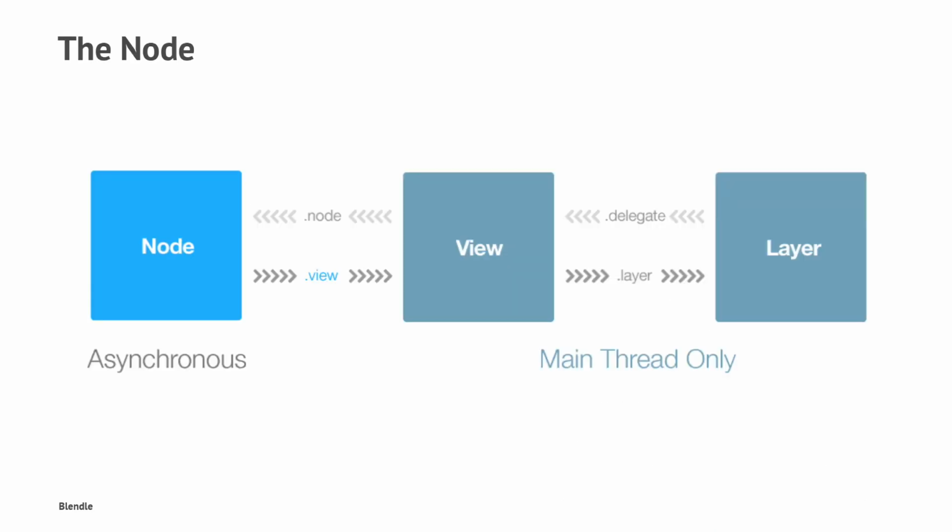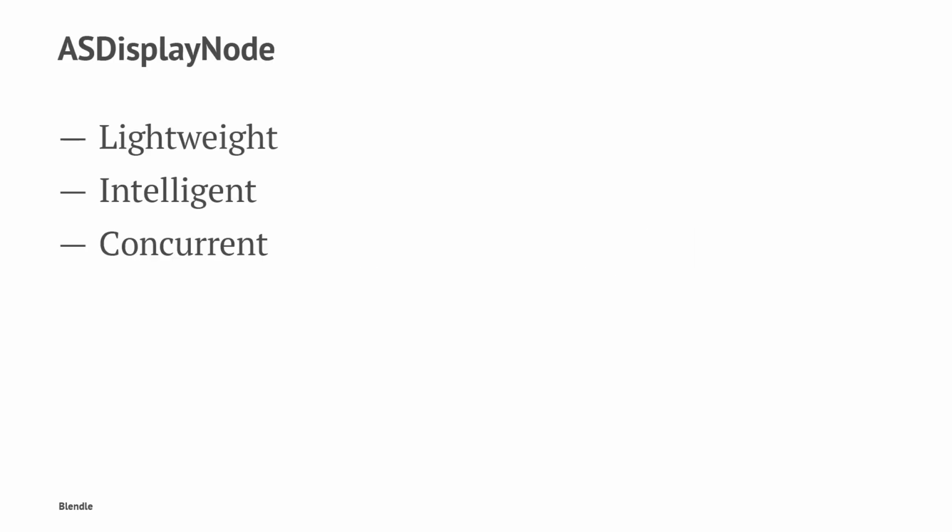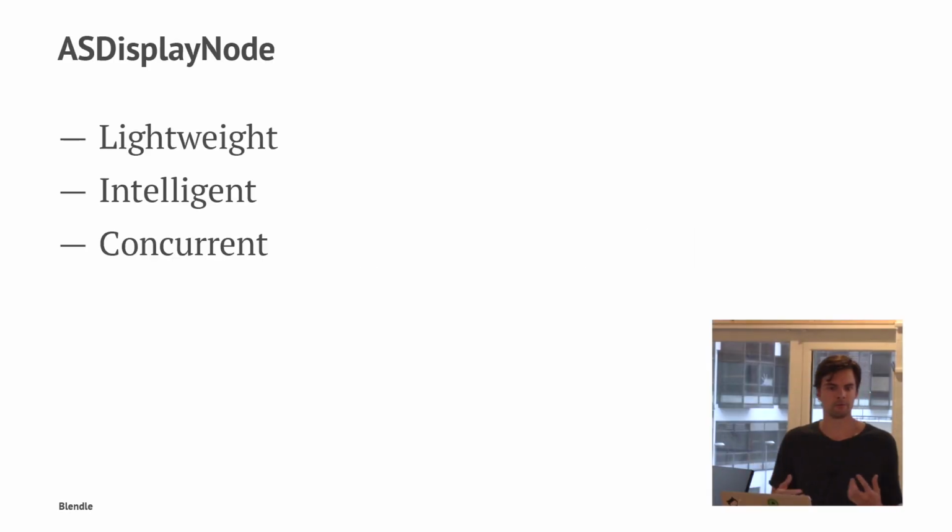The basis of the framework is the node. In code, it's called ASDisplayNode. And it's basically a thread-safe abstraction over UIView. So a node manages a layer or a view depending on its configuration. Nodes themselves are very lightweight. They're very cheap to create, and they're much cheaper to create and handle than UIViews or CALayers. It manages its own UIView and CALayer and does that in a very intelligent way.